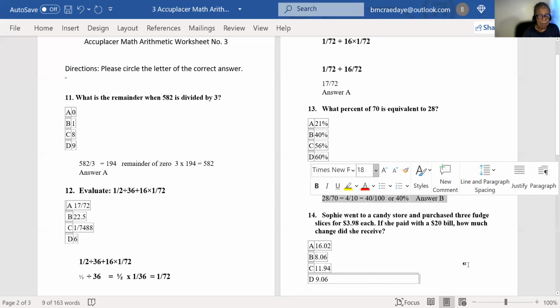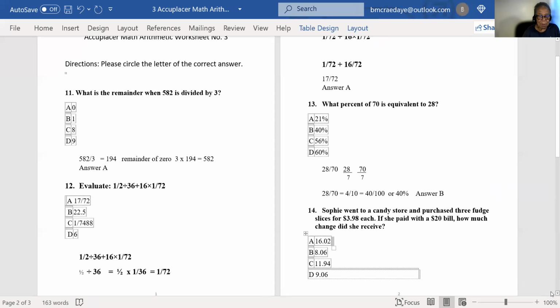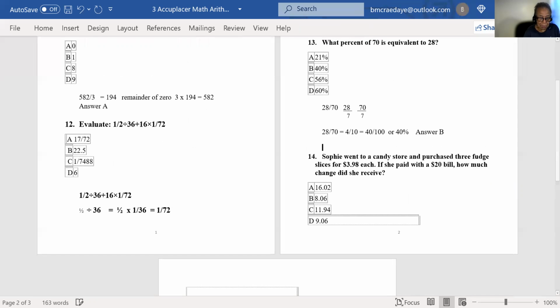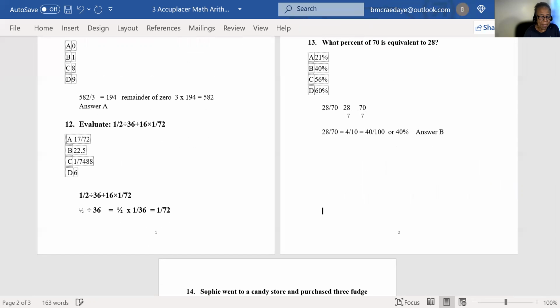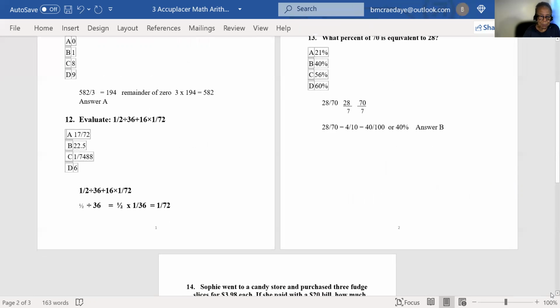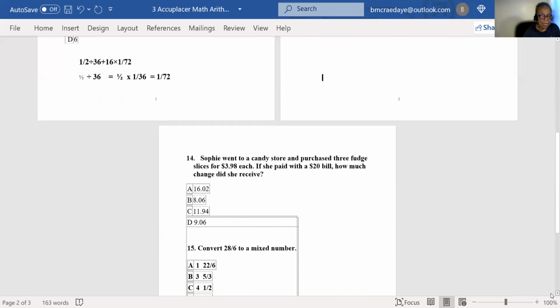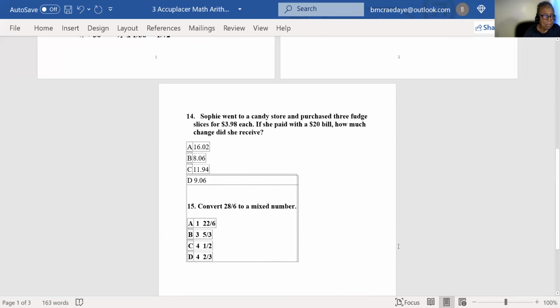Okay. All right, now let's go to our next problem. And we're going to take this to the next page. Sophie went to a candy store, purchased 3 fudge slices for $3.98 each. If she paid with a $20 bill, how much change did she receive?